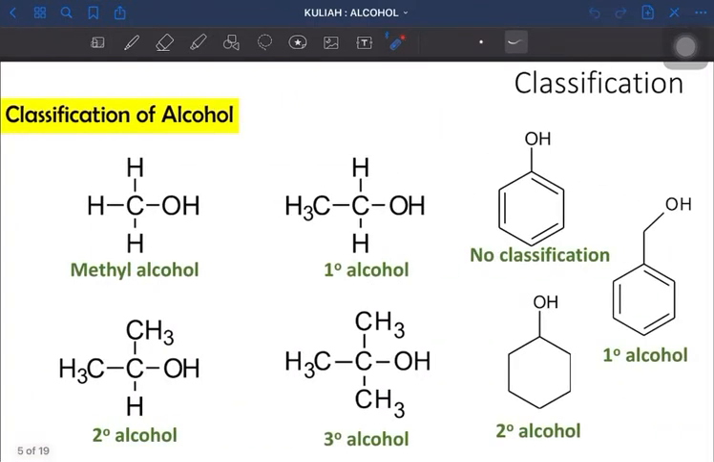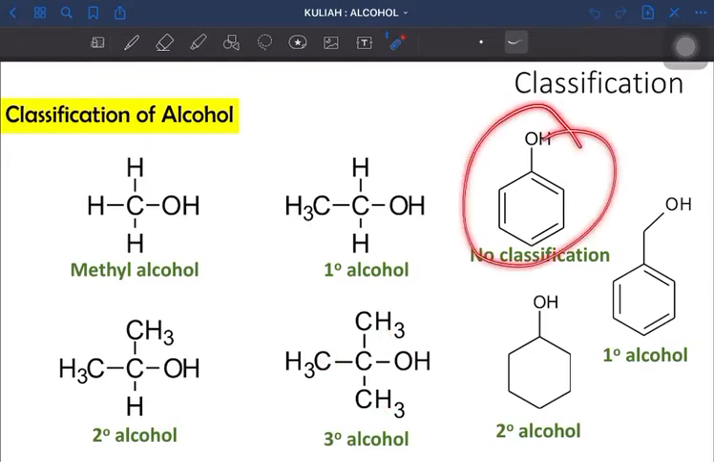Okay. Now, let's look into this example for the classification of alcohol. So, we know this one is a methyl alcohol because this OH is attached directly to this methyl group. Okay, and then we have this primary alcohol because this OH is bonded directly to this primary carbon. And then we have the secondary alcohol here because this hydroxyl group is attached to this secondary carbon. And then we also have this tertiary alcohol, where this OH is directly attached to the tertiary carbon.